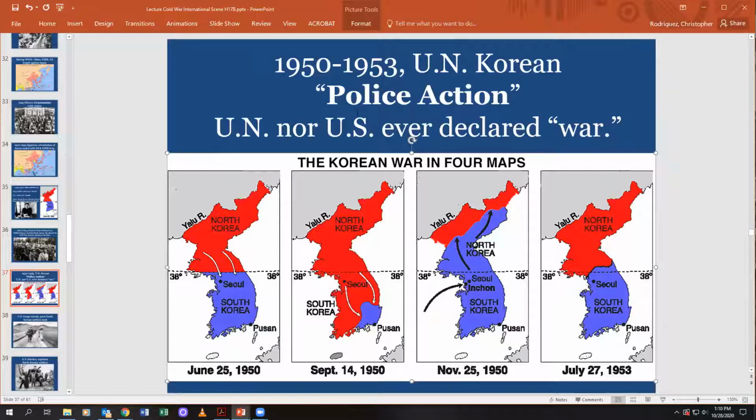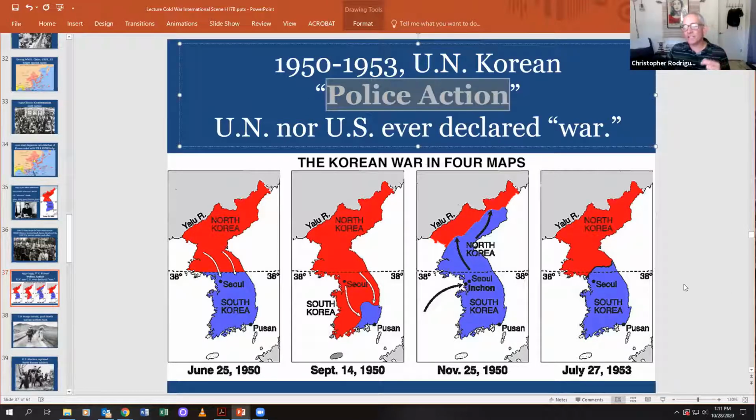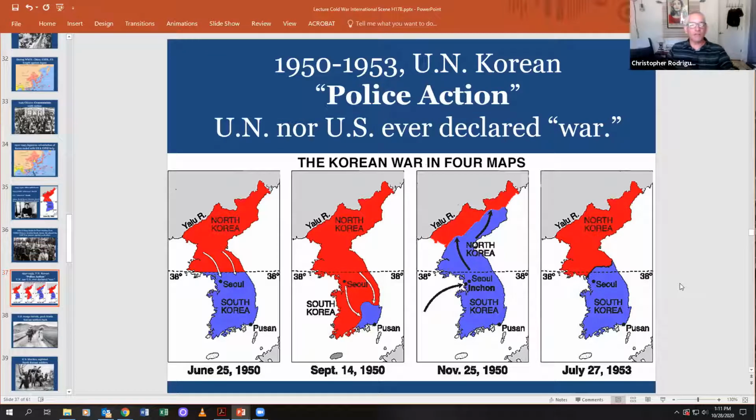Gotcha. So it was never a war. I'm sorry, it was a police action. Congress never declared war on North Korea because that would mean declaring war on China, and that could get real ugly real soon. Because both the USSR and the US had nukes, we didn't want the USSR to get involved at all. So the United Nations and the US called it a police action.